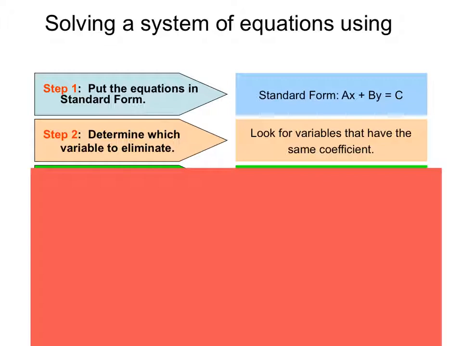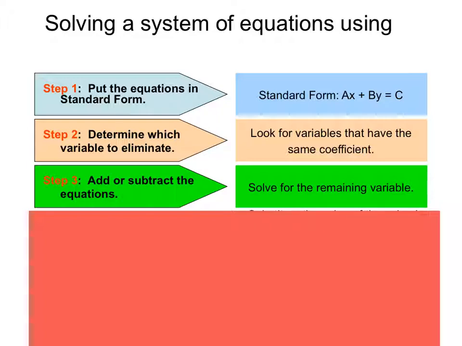Step 2 is to determine which variable you want to eliminate. What you're going to want to do for that is look at the variables and find the ones that have the same coefficient. If they have the same coefficient, we know we can get rid of that by either adding or subtracting. Step 3 is to either add or subtract the equations. Again, that depends on whether adding will get rid of the variable or if subtracting will. And then you're going to solve for the remaining variable. So if you've eliminated x, you're going to have just y's left over, so you would solve for y.